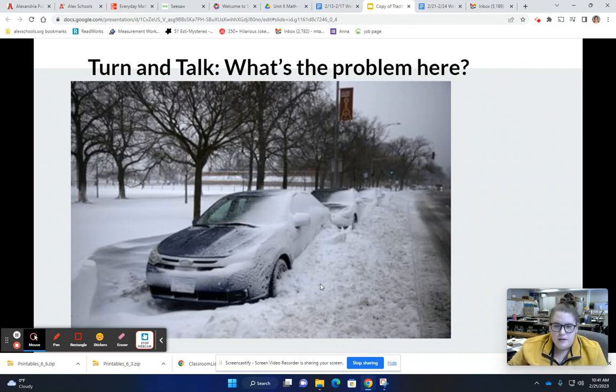We can't do a turn and talk, but what's the problem here? We're looking at this picture. These cars are snowed in, right? So before we can figure out a solution to this problem, we first need to know what the problem is. The problem is these cars can't get out because the snowplow was keeping us safe, plowing off the roads. Consequently, the cars got kind of snowed in.